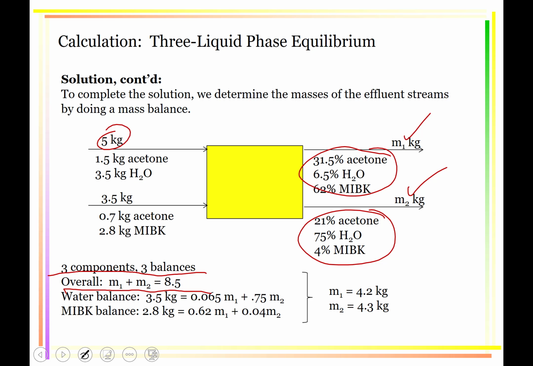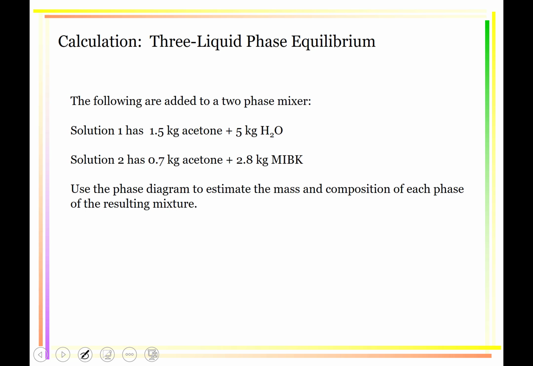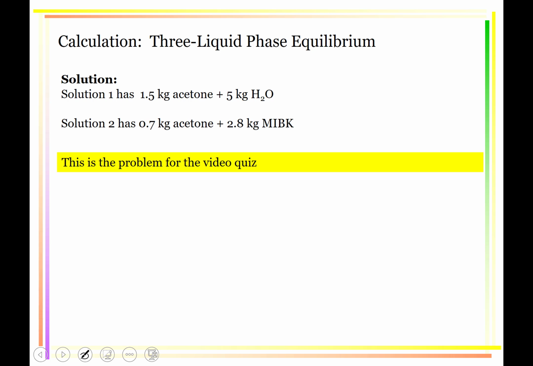So what goes in is going to come out. And then we're going to do a water balance. We have 3.5 kilograms of water going in, and we use the mass fractions times M1 and M2 coming out. We can now solve and get that M1 is 4.2 kilograms and M2 is 4.3 kilograms. Now this next one is almost identical, but I've changed the amount of water. So now you can do this problem for the video quiz.